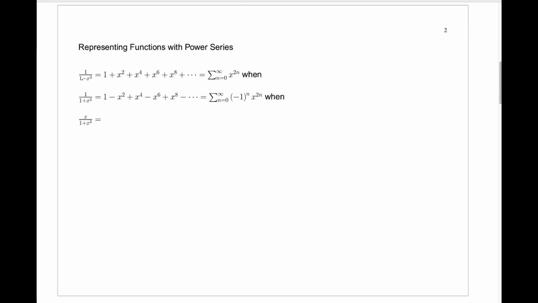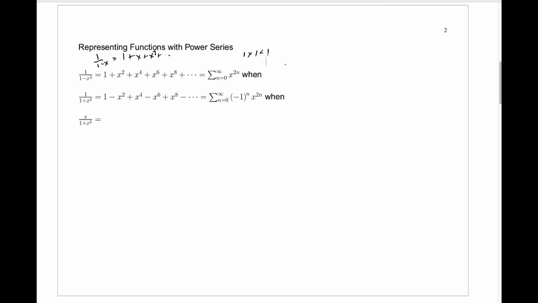Here I'm looking at 1 over 1 minus x squared. We can look at the previous series, the series we started with, for 1 over 1 minus x, which I'll write down again here. That's just 1 plus x plus x squared, etc., when the absolute value of x is less than 1. And I'm going to just put x squared in for x, and we get 1 over 1 minus x squared is 1 plus x squared plus x to the 4th plus x to the 6th, etc. That's the sum from n equals 0 to infinity of x to the 2n.